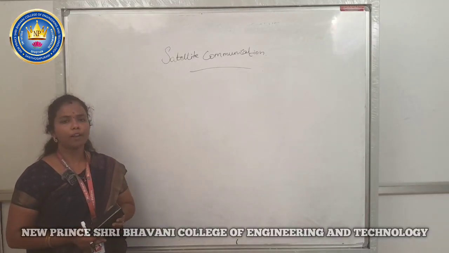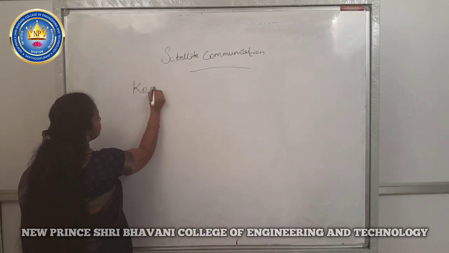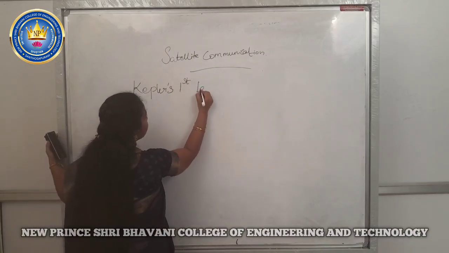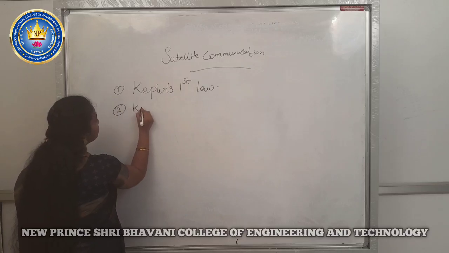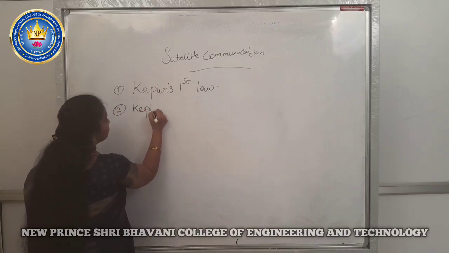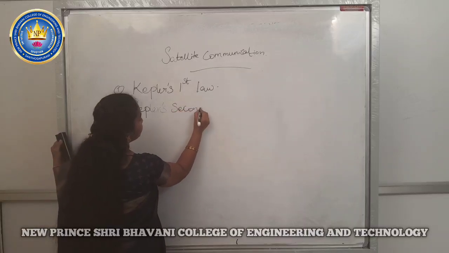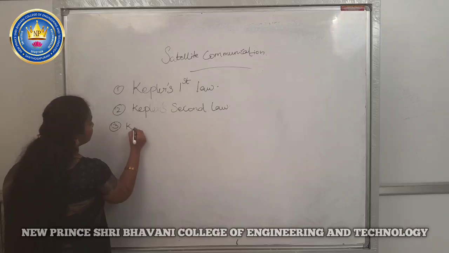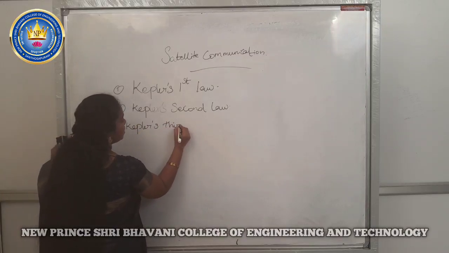the laws. What are the laws the satellite communication is based on? First one is Kepler's law. Kepler's law has 3 laws: Kepler's first law, Kepler's second law, Kepler's third law.